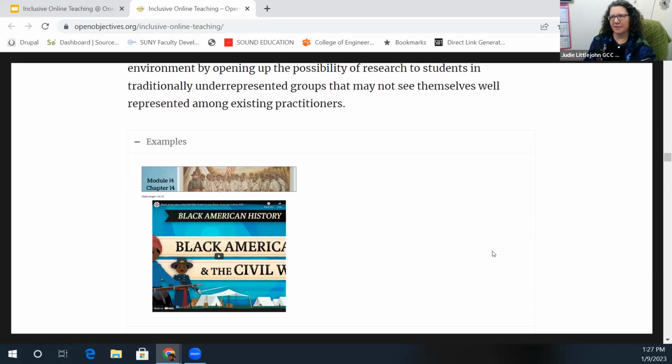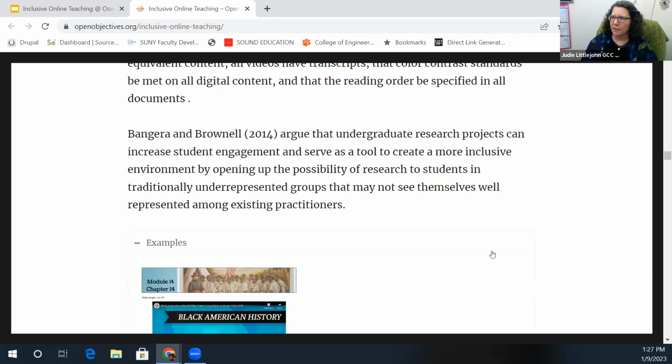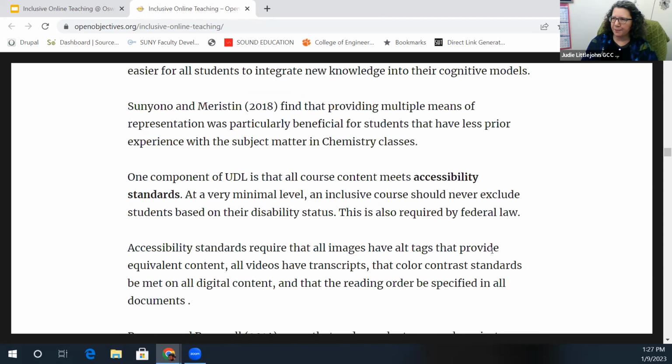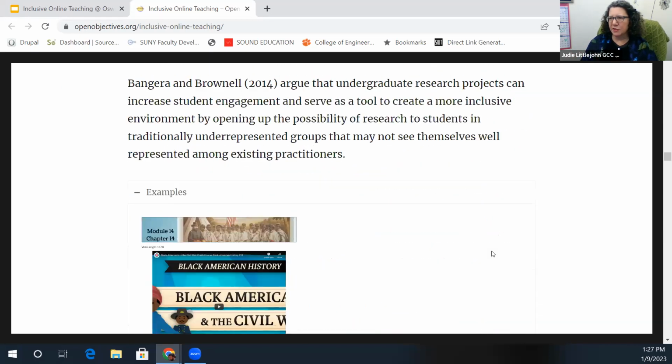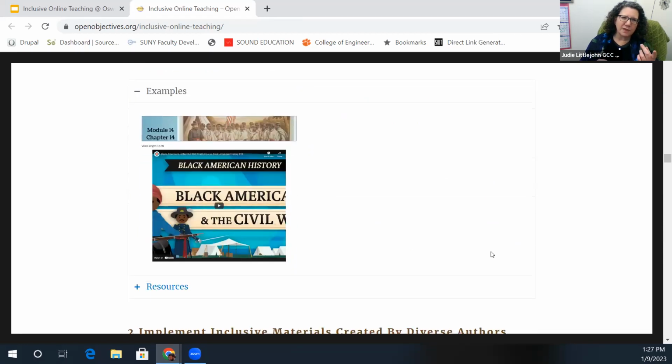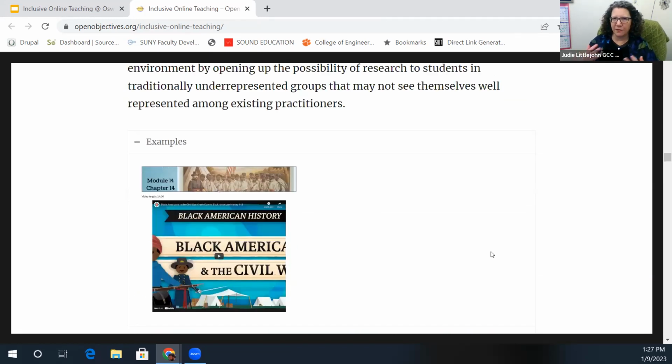But so presenting the learning materials, if we look at providing multiple means of representation of course content, that can be different types of media, different types of content, but also I think it's really important within your multiple means of representation to include some content that's relevant to the students and their current and expected future lives. So if I have students from all over in my US history course, if I can include the history of other groups in the US, that's going to help the students relate to the content better and connect with the course better.